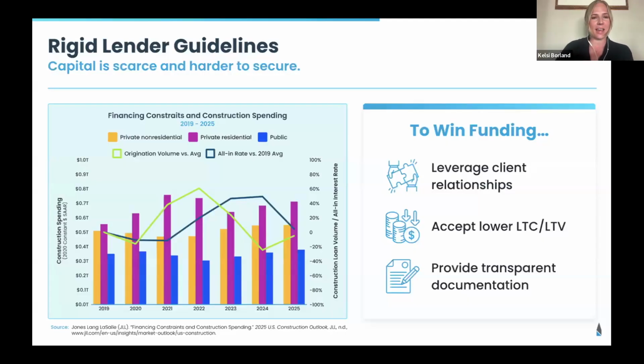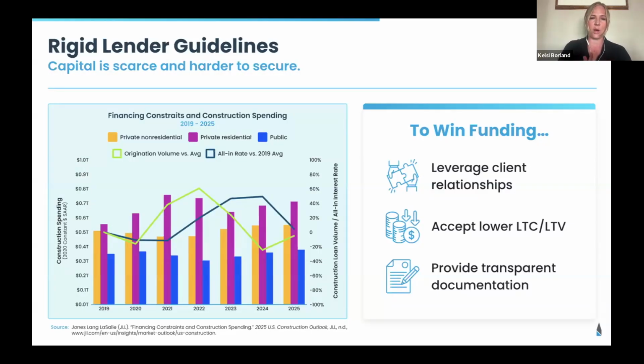So the next risk that we've identified is rigid lender guidelines. I think this is a really important one. 68% of developers that have been surveyed have said that they have experienced project delays due to financing constraints. And we've seen construction volumes trending down since 2022, which really aligns with when interest rates started to tick up. So there's a real direct correlation here between the cost of financing, the availability of financing, and what kind of construction projects are getting done and getting secured.